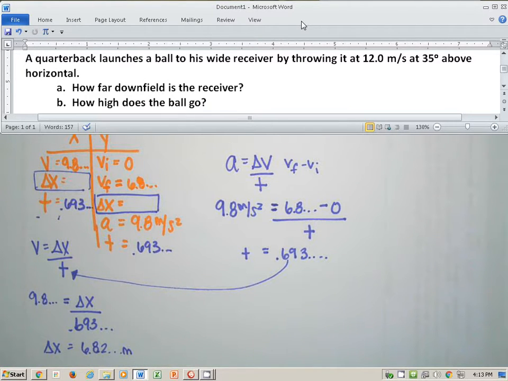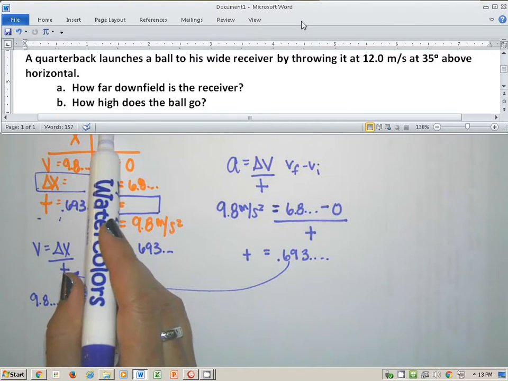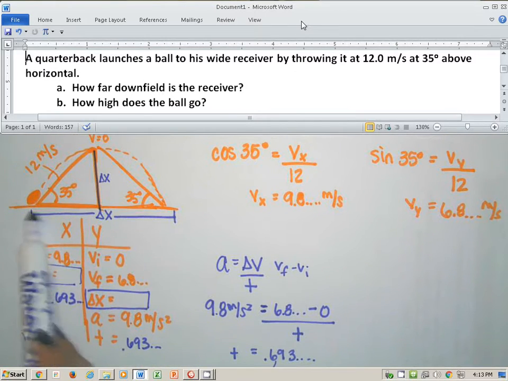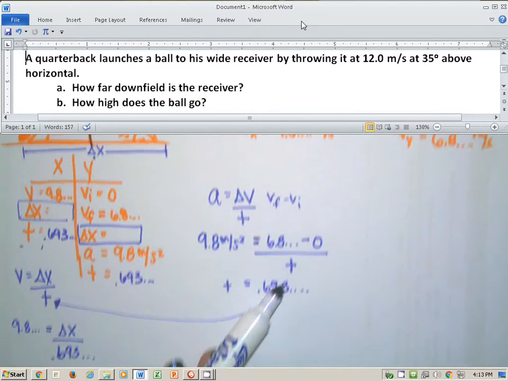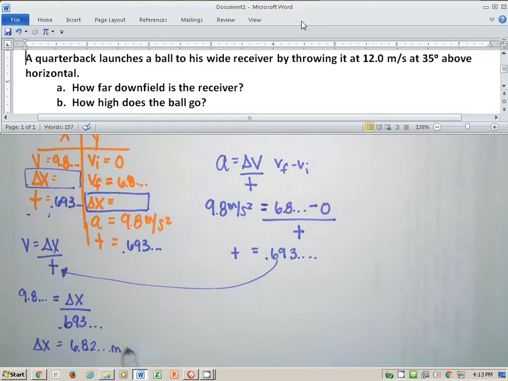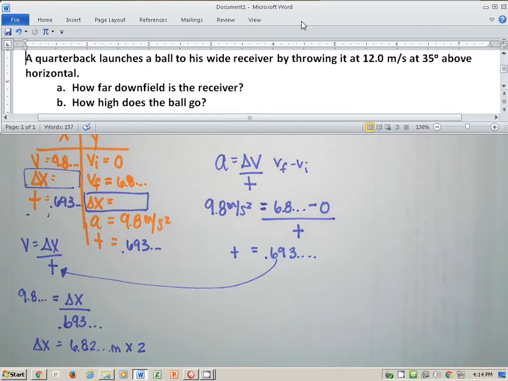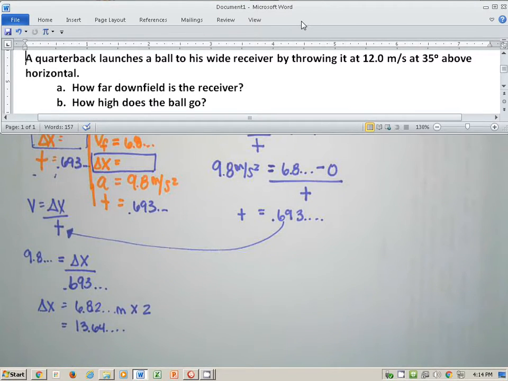Now, that's how far it goes for halfway. Whoops, my picture's up here. That's how far it goes in half the distance. So in order to find this for the whole way to the receiver, I'm going to have to double it. So that gives me 13.64 and a bunch.